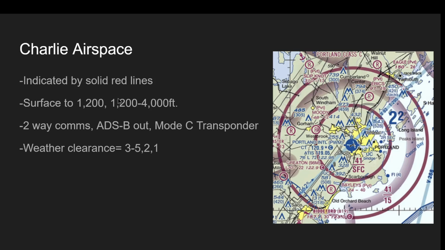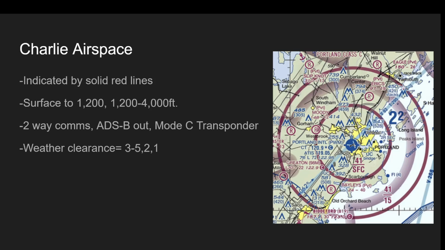You need to check. Like right here, it's Portland. You need to make sure that you are checking the altitudes. But on a normal basis, you can expect something along the lines of 1,200 to 4,000 as your shelves and tops and bottoms. And then you need your two-way communications, your ADS-B out, and your Mode C transponder. Charlie airspace is like a little mini Bravo, so keep that in mind.